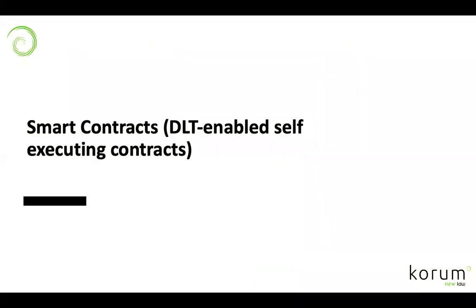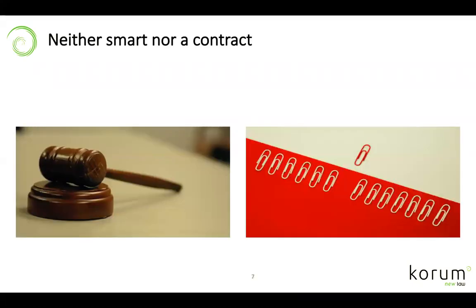The second type of major contracting technology that is out there is what's known as smart contracts, which are contracts that are on the blockchain or on a distributed ledger technology and are oftentimes self-executing contracts. The main thing that you need to understand about smart contracts is that they are neither smart nor a contract.